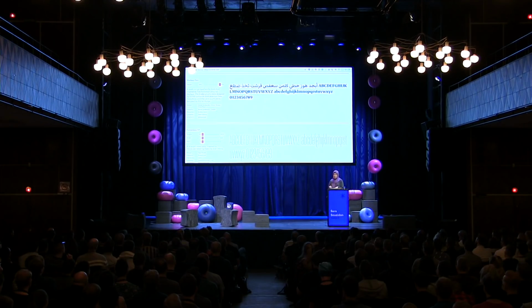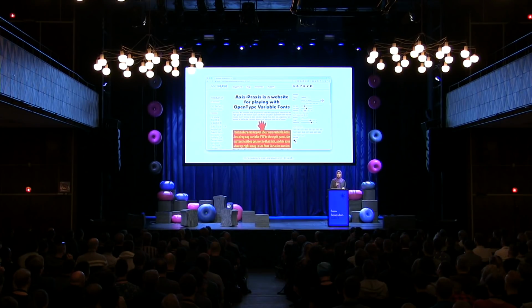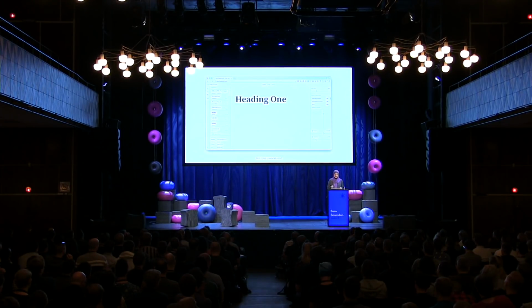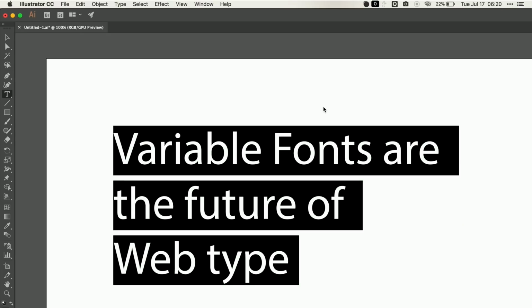There are also other playgrounds created specifically for playing with variable fonts. One of them is the Axis-Praxis, which I think was the first one. The Type Details font playground as well. And the good news is that variable fonts are currently available in Adobe Photoshop and in Illustrator as well.